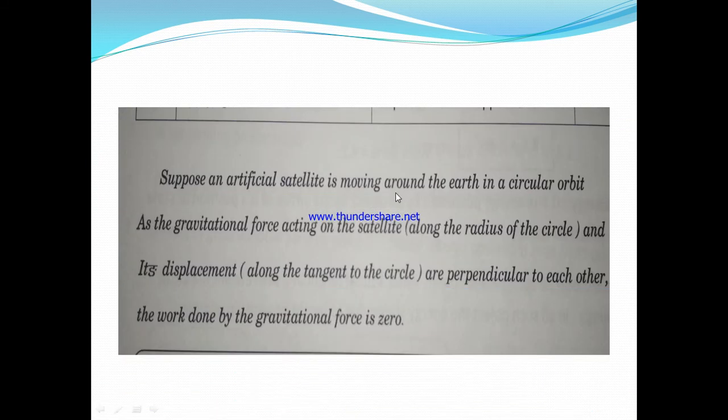Suppose an artificial satellite is moving around Earth in a circular orbit. As the gravitational force acting on the satellite along the radius of the circle and its displacement along the tangent to the circle are perpendicular to each other, the work done by the gravitational force is zero. समजा एखादा कृत्रिम उपग्रह पृथ्वीच्या भोवताली फिरतो आहे, तर त्या कृत्रिम उपग्रहावर दोन प्रकारची बल असतात.